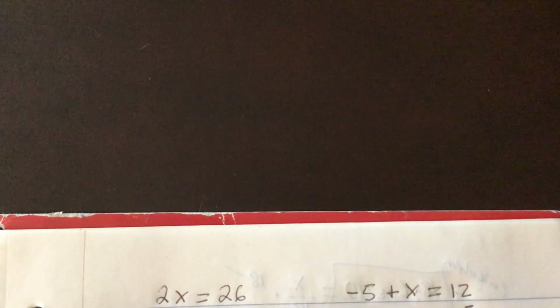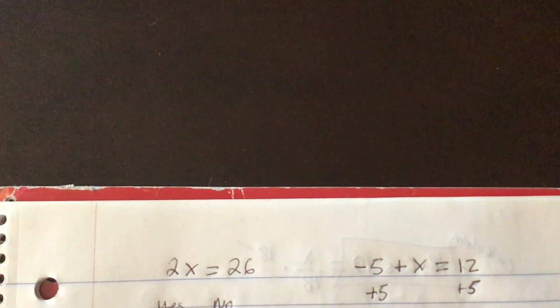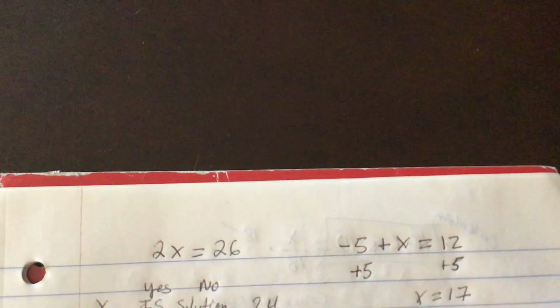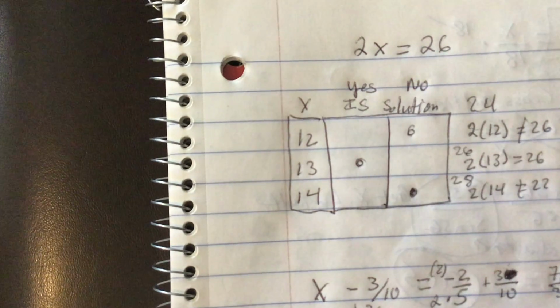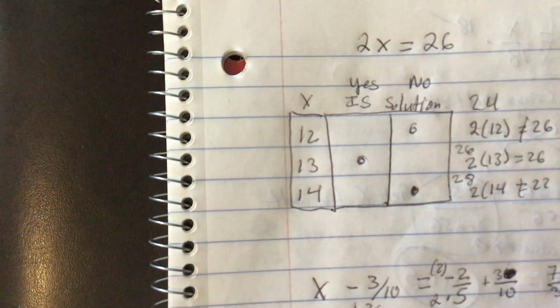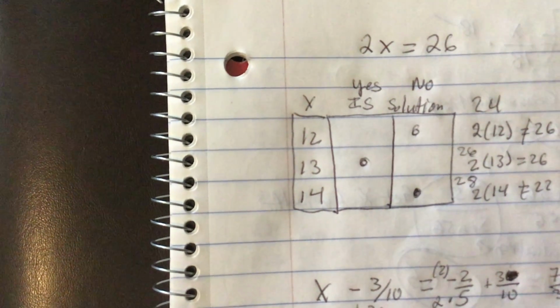So the goal is to get the x by itself. You do that by using the opposite sign when we're adding or subtracting in a linear equation. So we're going to add 5 to both sides. That gives us x equals 17. Fairly easy. We're going to move on to some fraction questions. These are a little bit harder. So this one's going to say x minus 3/10 equals negative 2/5.